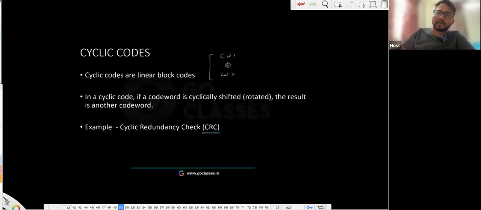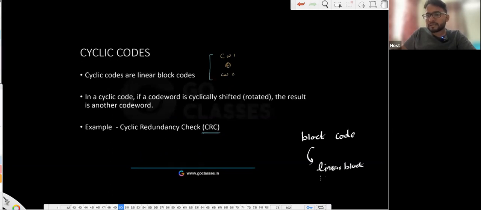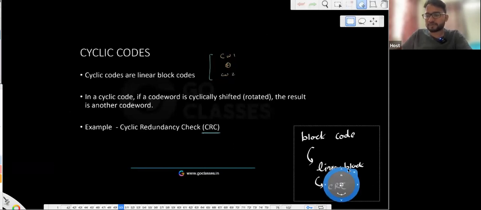Okay. So cyclic codes are one of the kinds of linear block codes. Actually, the hierarchy is something like this. There is block code that I told you. Inside this block code, there is also something called a linear block code, and then CRC is one of the types of linear block code. Anyway, the hierarchy is not important, so that's why I have not written it explicitly anywhere. But yes, this is the hierarchy that is given in the textbooks.